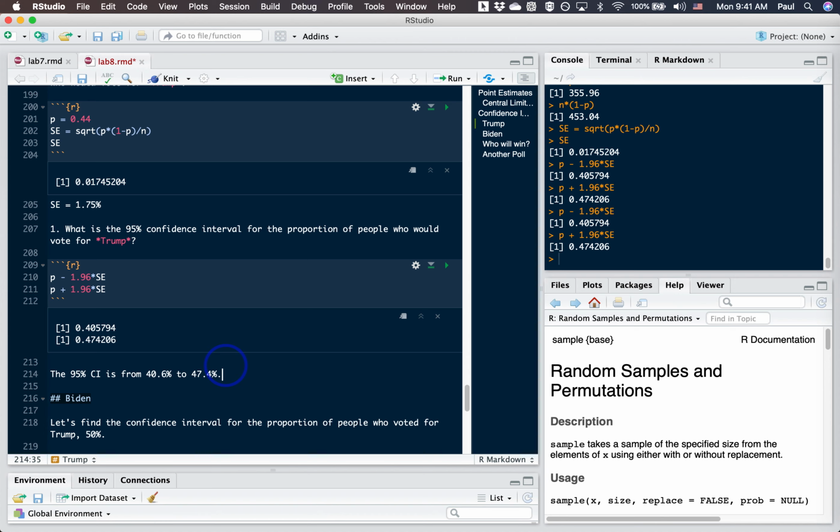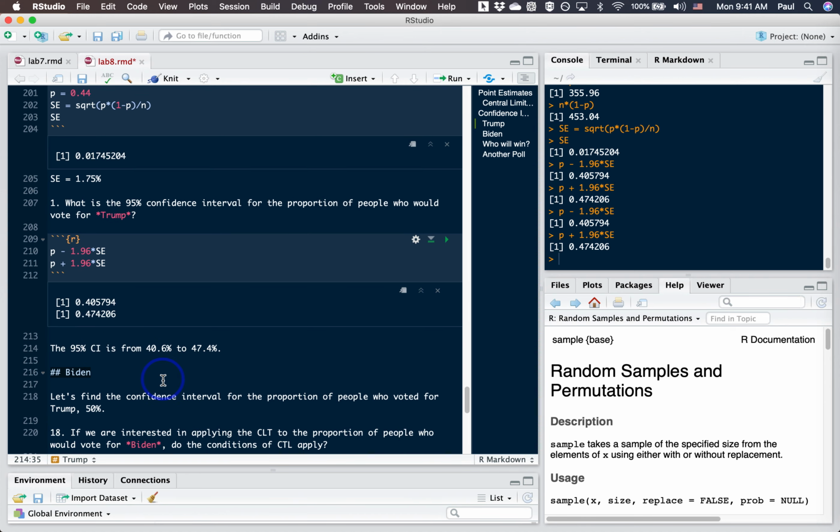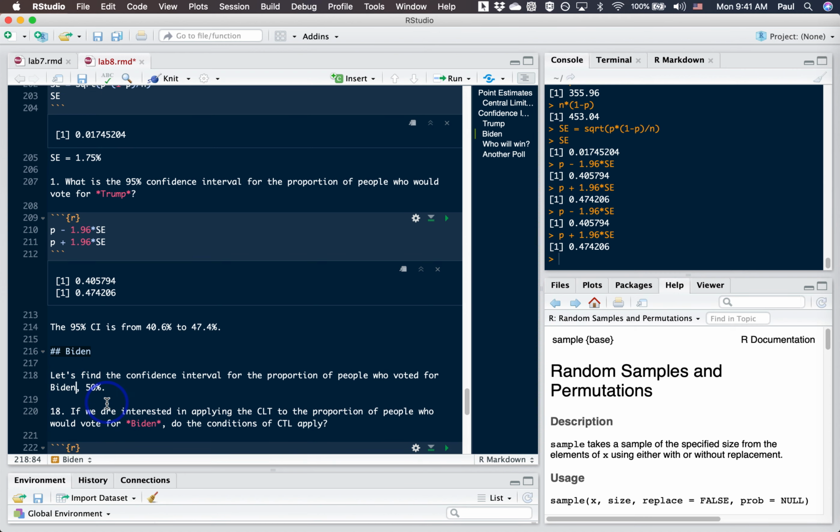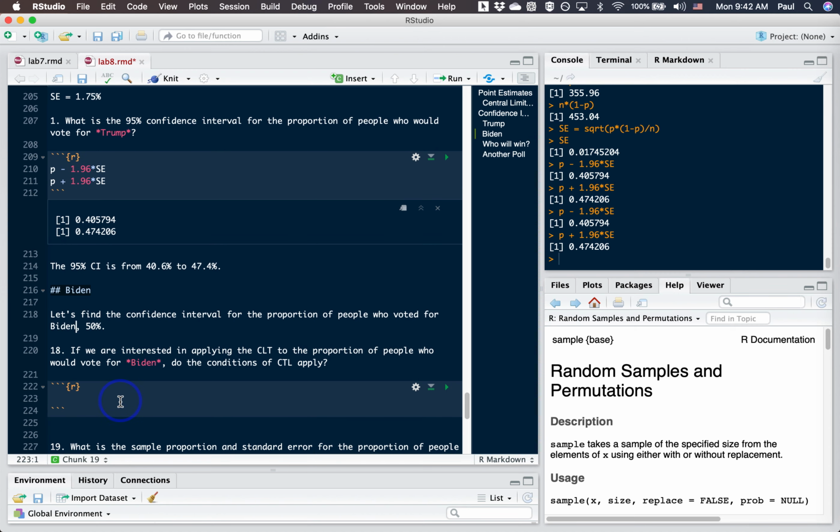So this means if we were to sample again and again, lots of times, and construct confidence intervals, 95% of them would capture the true value. Okay, 95% confidence interval. Now let's do the same for Biden. Trump had 44%, Biden had 50%. So we can construct the same confidence interval for Biden and see, do they overlap? And if they do, then that means we're not certain who's going to win. This study doesn't provide conclusive evidence.